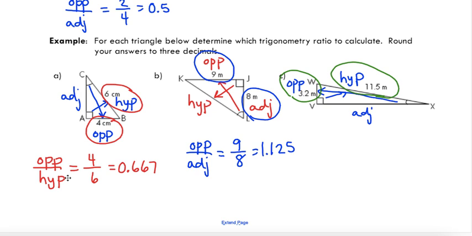And again, this is very similar to that first example. The ratio that uses opposite and hypotenuse shows the opposite on top and the hypotenuse on the bottom. And so I plug in my values for the lengths of those sides. So 3.2 over 11.5. And I'm going to go ahead and divide those. That gives me a value of 0.278 when I keep 3 decimal places.